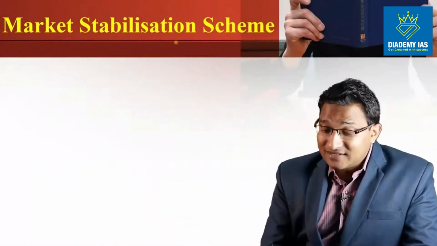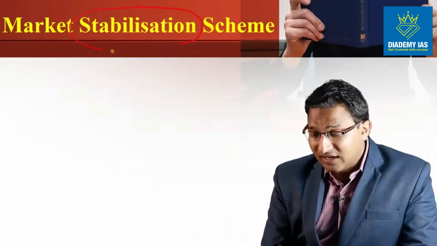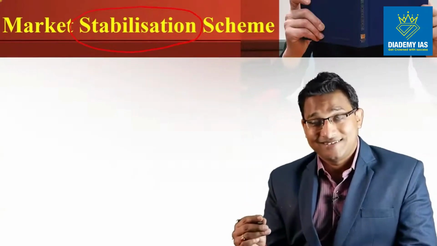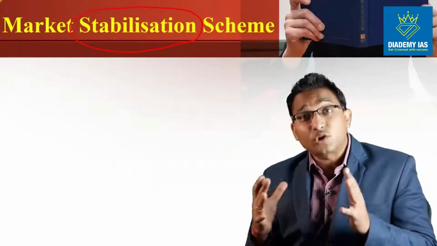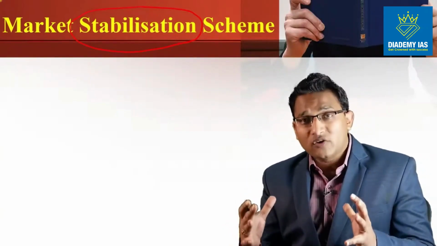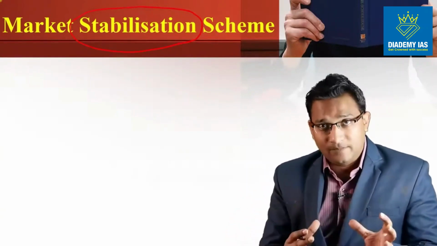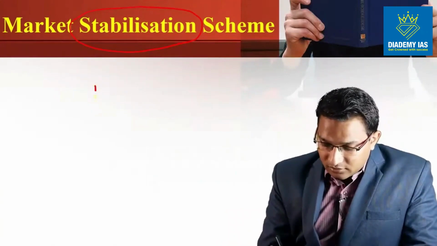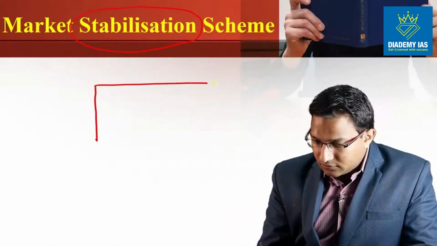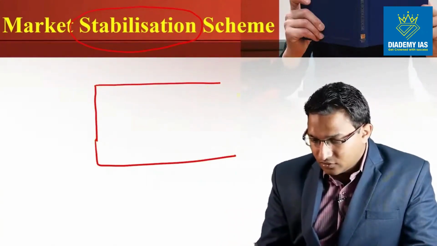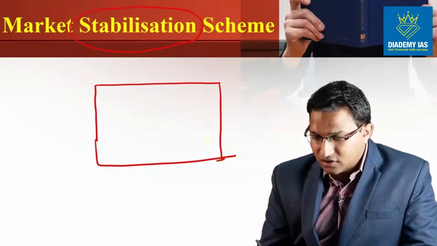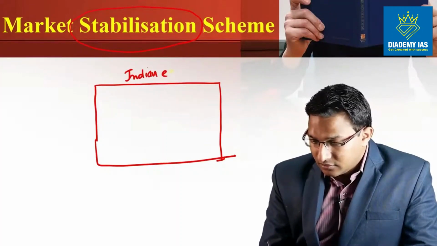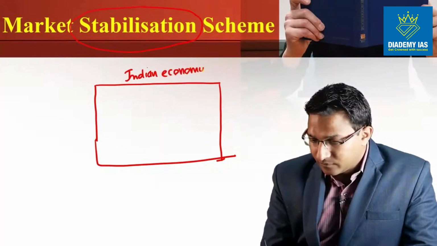The name itself says that it has something to do with stabilizing. There is some fluctuation in the market, and because of some fluctuation, we need this scheme. So let us see what the actual condition is. This box represents the Indian economy.